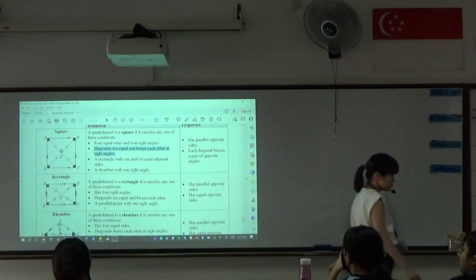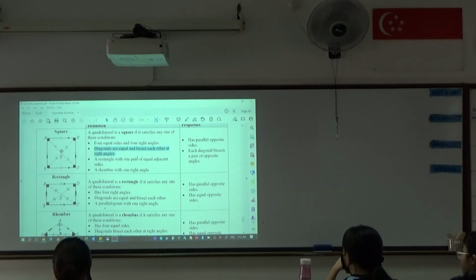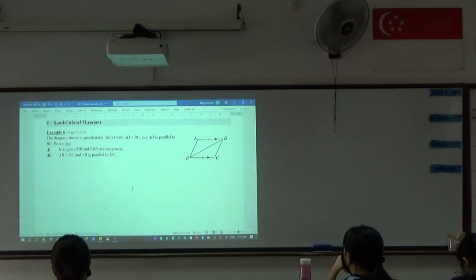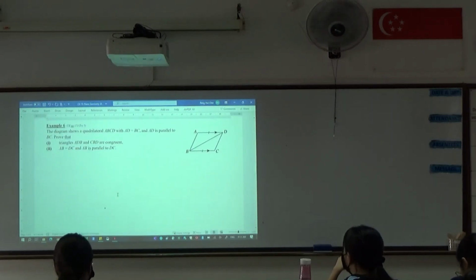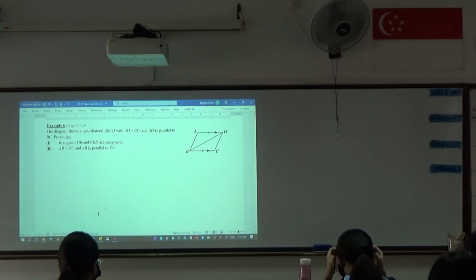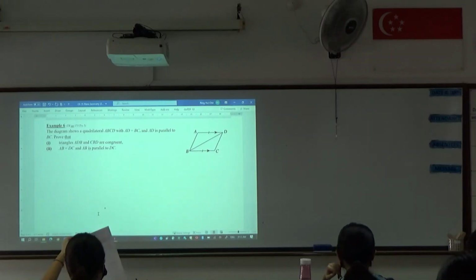I'm not going to run through every single one. You will realize it when we practice questions. And they're not going to ask you for every single quadrilateral. Often it is usually a parallelogram. Right, so let's look at example 6.